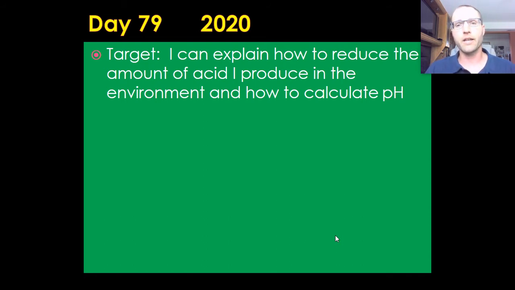What we're going to go after today is, of course, being able to explain how you can reduce the amount of acid you put into the environment, and then ultimately how to calculate pH so that a scientist, you in the future, could possibly know how to find out how much acid is in the environment.